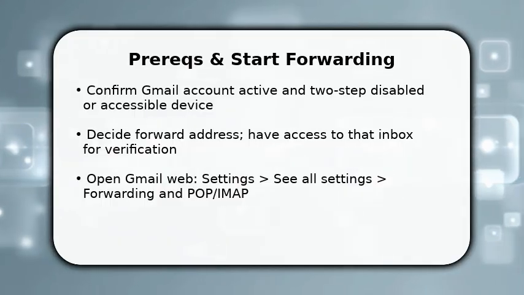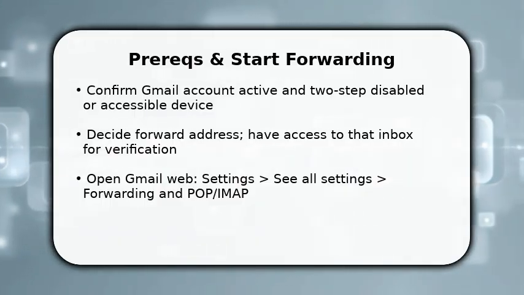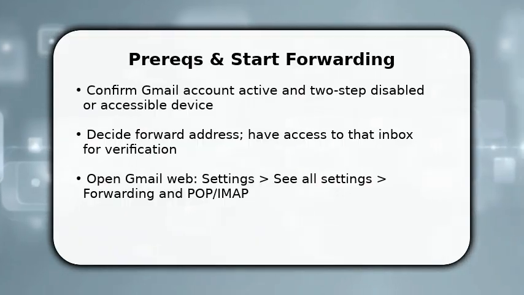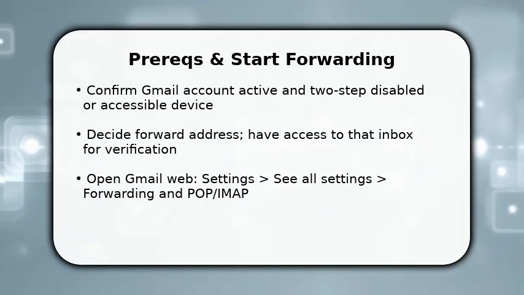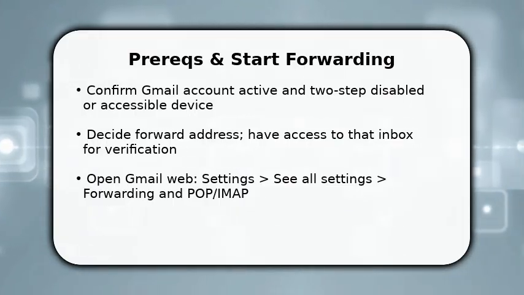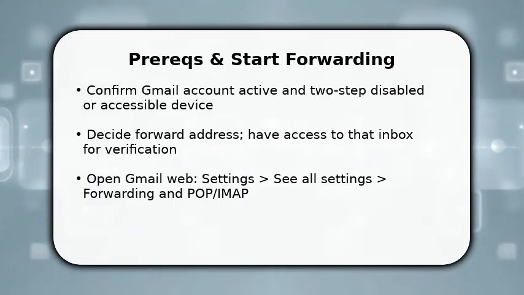Click Add a forwarding address and enter the email you want messages sent to. You must have access to that inbox to complete verification. This step starts the automated chain. Verify quickly so you can move to setting filters and final rules in the next slide.